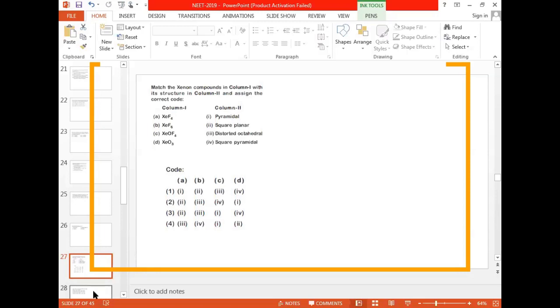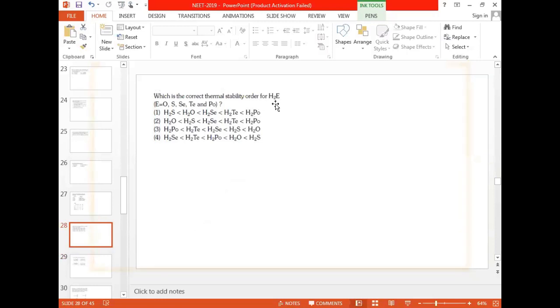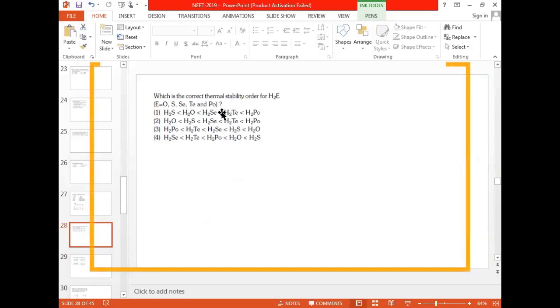Then come to the next question, that is 28. Which is the correct thermal stability order for H2E? Third option. Because from H2O to H2Po, the thermal stability decreases. Here the increasing order from H2Po to H2O, the thermal stability increases.